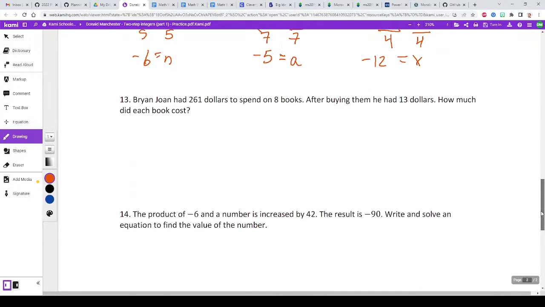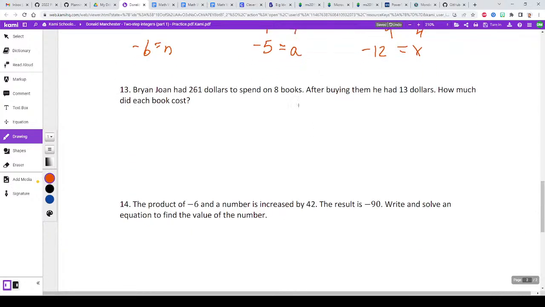All right. Brian Joan had $261 to spend on 8 books. After buying them, he had $13. How much did each book cost? We start at $261 minus 8b equals 13. Our constant is 261. It's positive, so we're going to add a negative 261 to both sides.